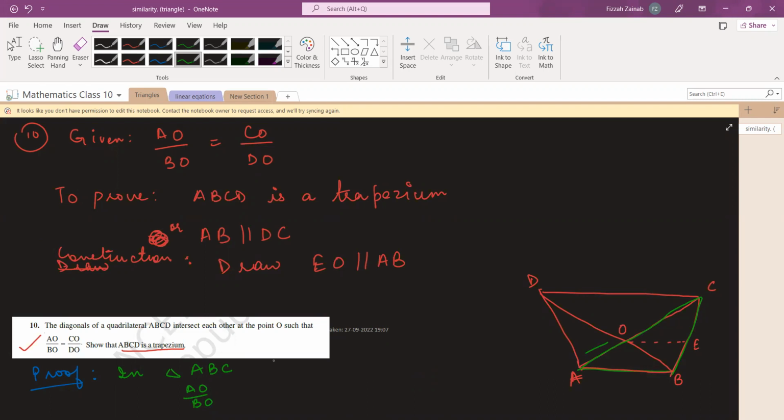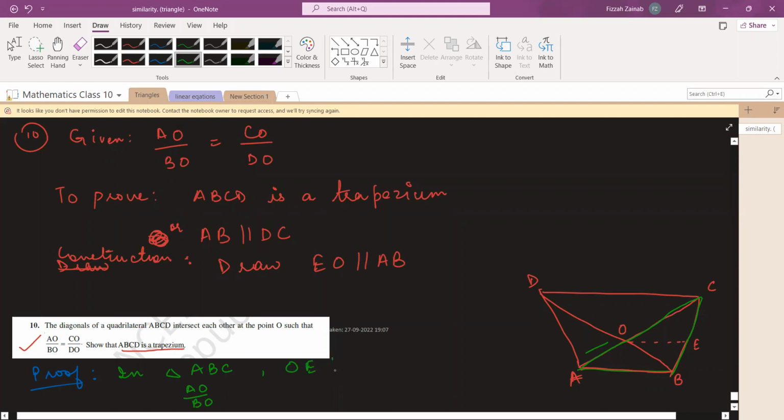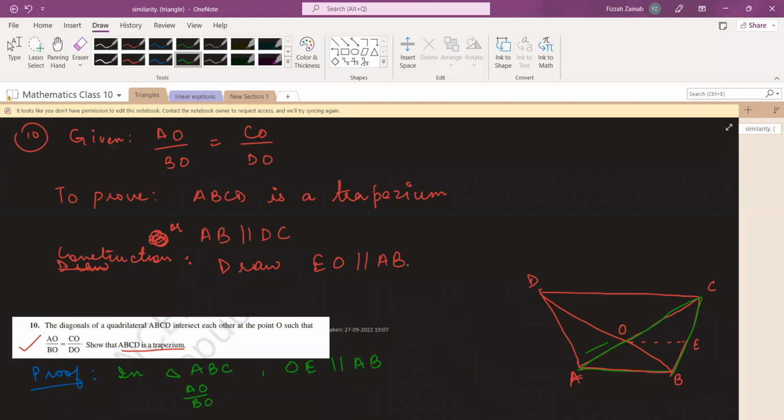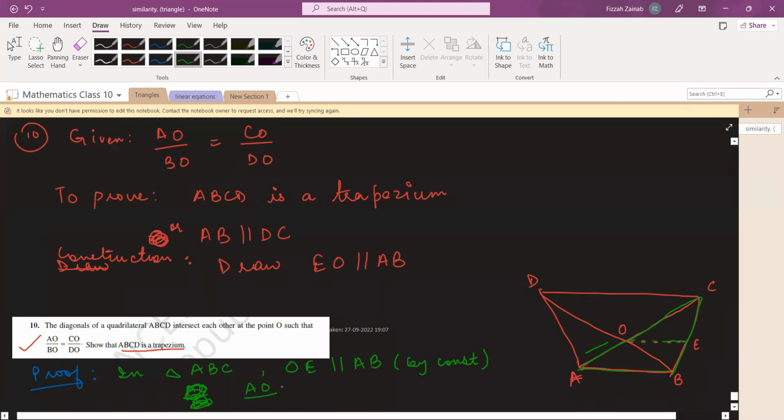No, sorry. Let us use BPT here. In triangle ABC, let us use BPT. Why can I use BPT? Because OE is parallel to AB, so I can use BPT. By construction, we have drawn this line OE parallel to AB. So now what does BPT say? It says that AO upon OC is equal to BE upon EC.